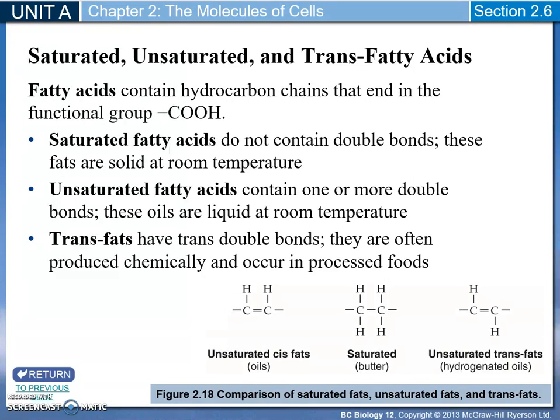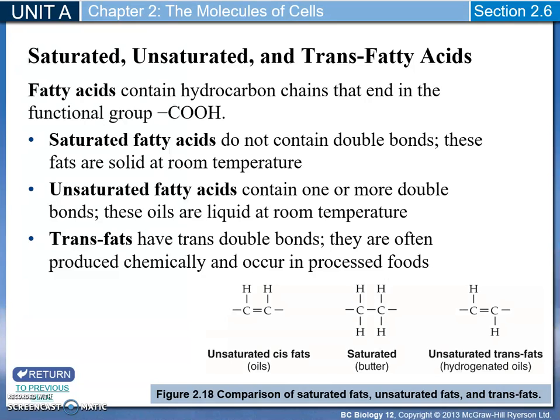So we have saturated, unsaturated, and trans fatty acids. Fatty acids contain hydrocarbon chains that end with a functional group, COOH. Saturated fatty acids do not have any double bonds between the carbon atoms, and these fats are generally solid at room temperature. Then we have unsaturated fatty acids, which contain one or more double bonds in the carbon chain, and these are usually oils, and they're liquid at room temperature.